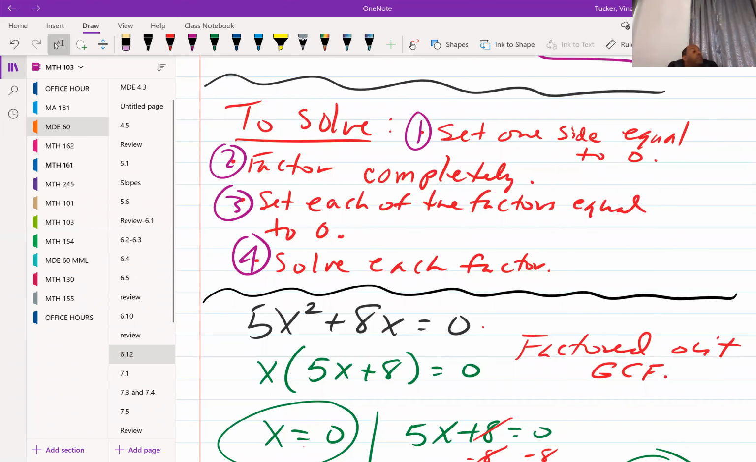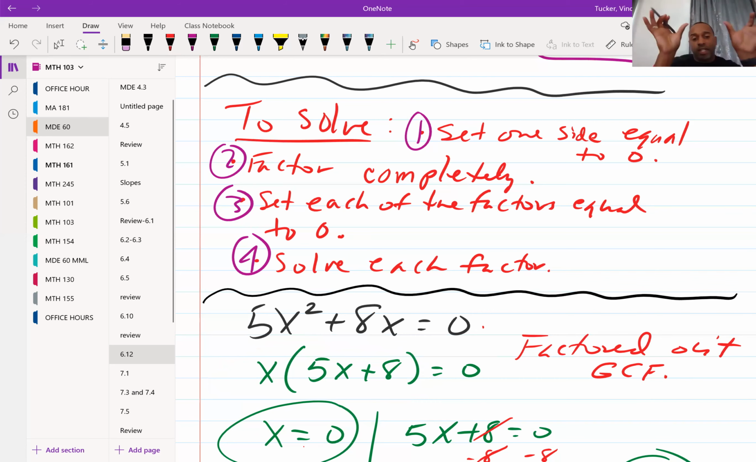All right, so first one, we have 5x squared plus 8x equal to 0. Remember, we want to factor if possible. Notice right here, I factored out the GCF first, which is x. I pull x out of both terms. So that's x times (5x plus 8). This is my expression factored completely. There's nothing else I can do with that.